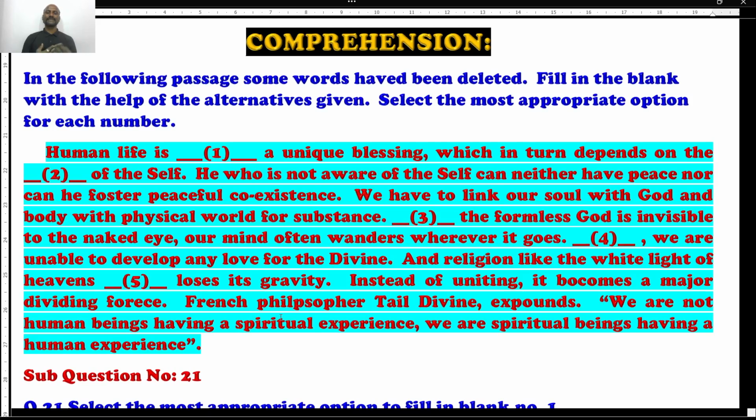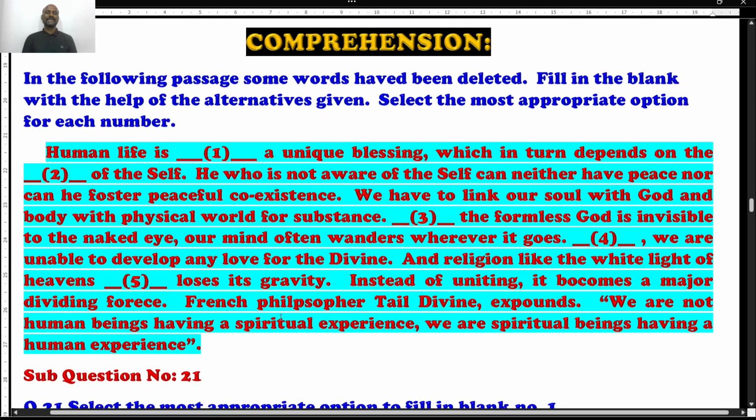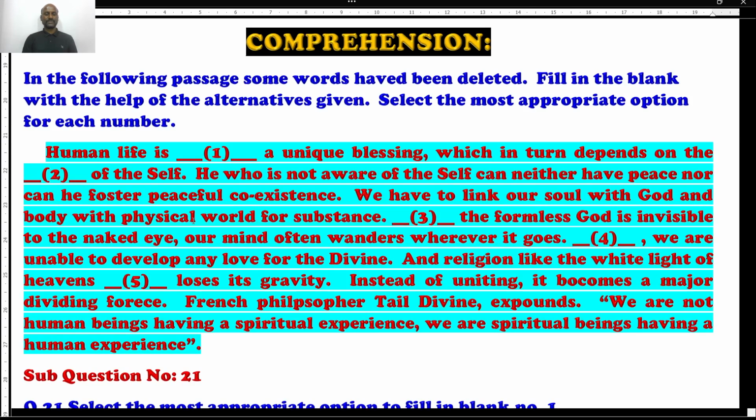Comprehension. In the following passage, some words have been deleted. Fill in the blank with the help of the alternatives given. Select the most appropriate option for each number. Well, the question is what? The paragraph is: Human life is dash a unique blessing, which in turn depends on the dash of the self. He who is not aware of the self can neither have peace nor can foster peaceful coexistence. We have to link our soul with God and body with the physical world for substance, full stop, dash.